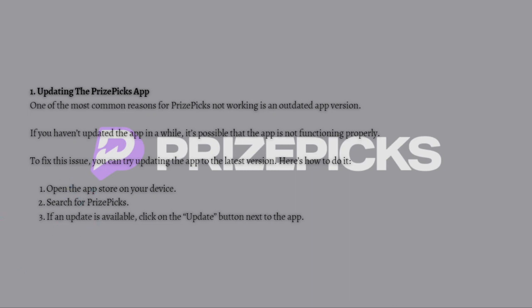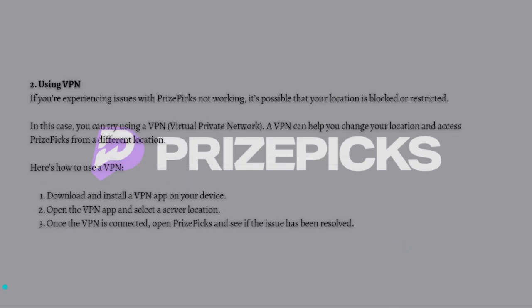So first, just open the App Store on your device and then simply search for PrizePicks. And if an update is available, just click on the update button next to the app. And then once you've updated the app, you can try opening it again to see if the issue has been resolved. And the next thing you can do is to use a VPN.